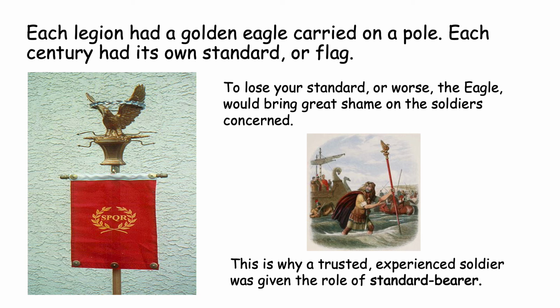Each legion had a golden eagle carried on a pole. Each century had its own standard or flag. To lose your standard, or worse, the eagle, would bring great shame on the soldiers concerned. This is why a trusted, experienced soldier was given the role of a standard bearer, and they would carry the pole with the flag and the eagle on the top. And each of the flags for each of the legion was different.